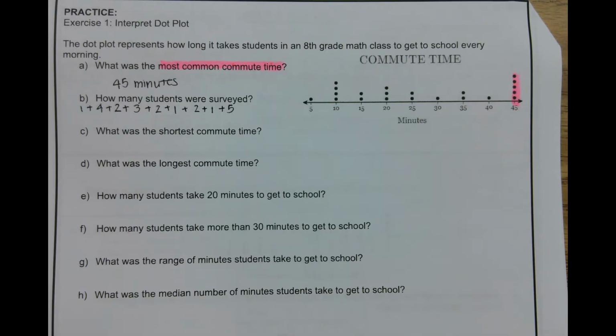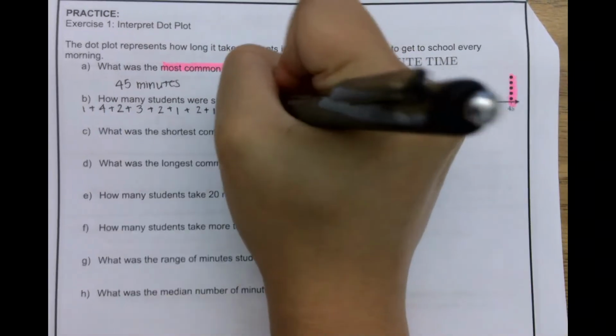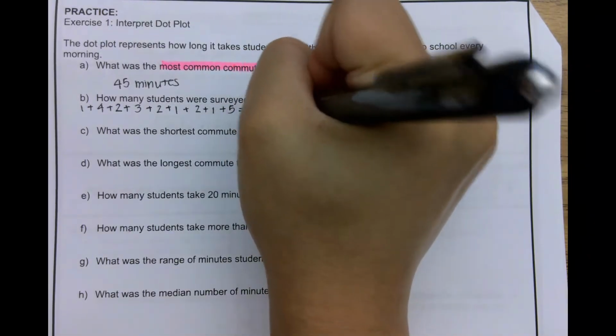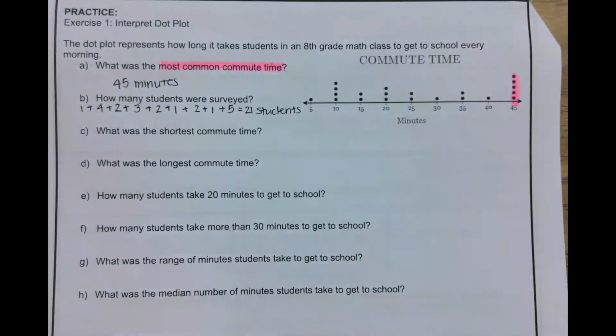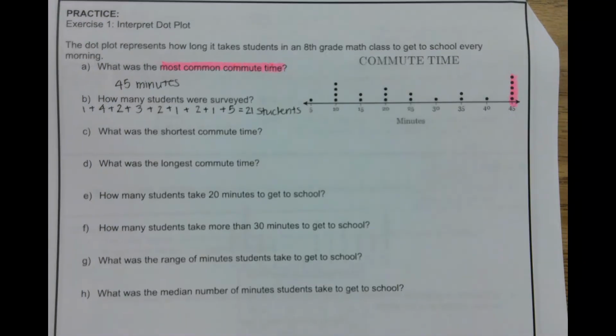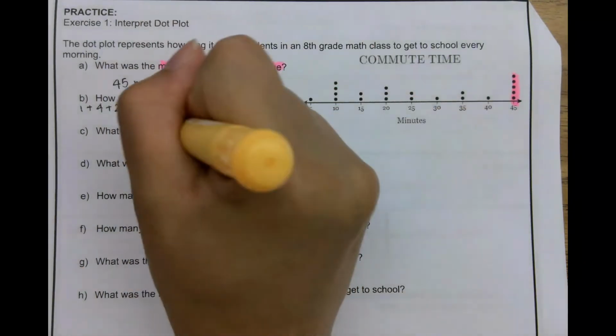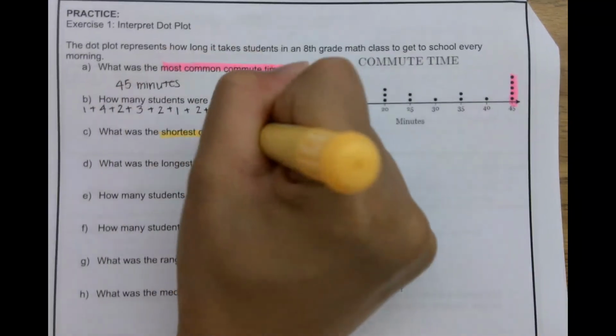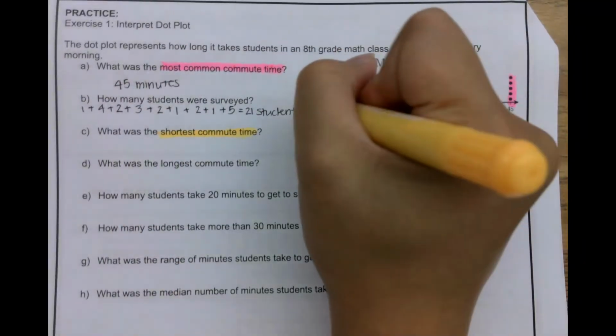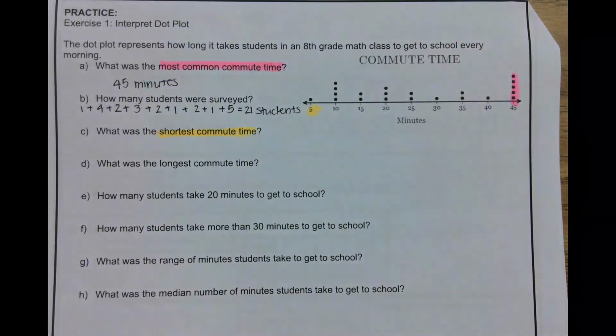I'm just going to add them all up. And then I end up with 21 students surveyed, and if you counted all the dots, you would have had 21 dots. Okay. Then here it asks me for the shortest commute time, so that is my minimum. Okay, and the shortest commute time is right here. It's at 5 minutes.